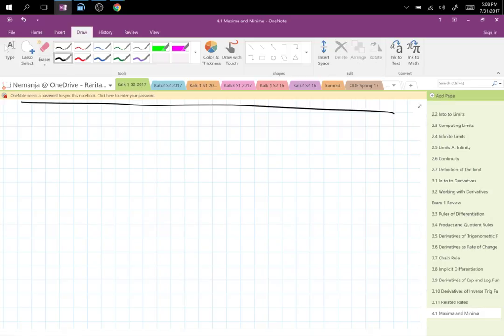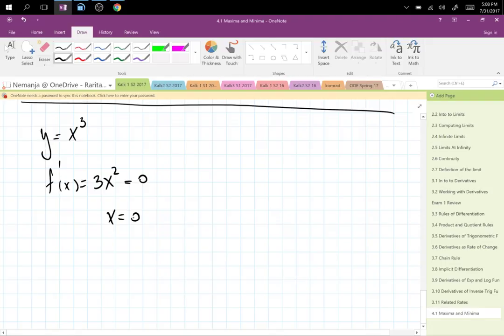So think about y equals x cubed. What's the derivative? 3x squared. Good. And we set that equal to 0. What do we get for x? 0. And how much is f of 0? It is 0. So we get 0, 0, right? And we got that from the first derivative calculation. So we are expecting, because we got that, to have a min or a max at 0, 0.